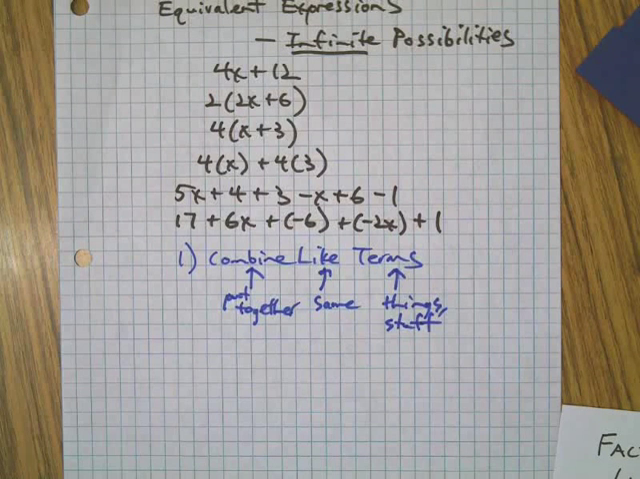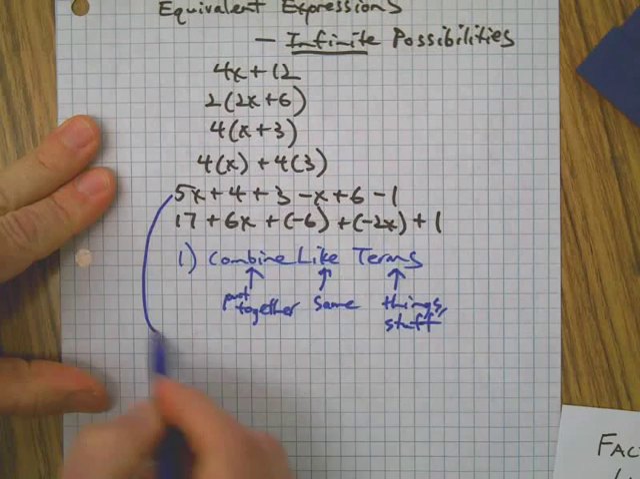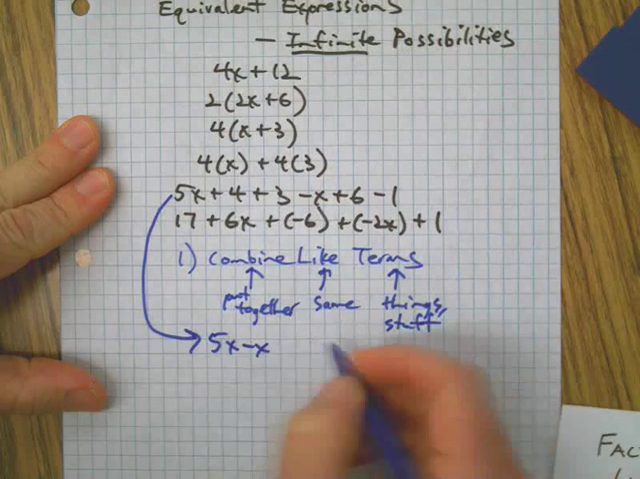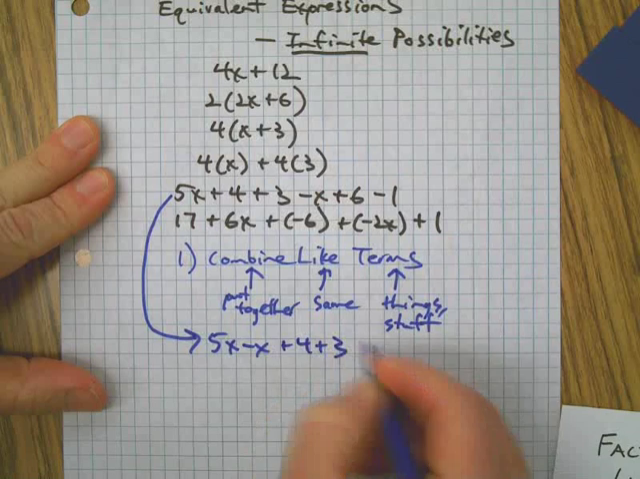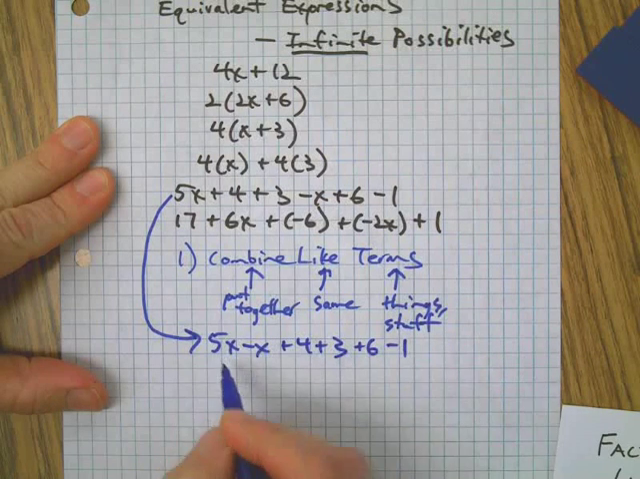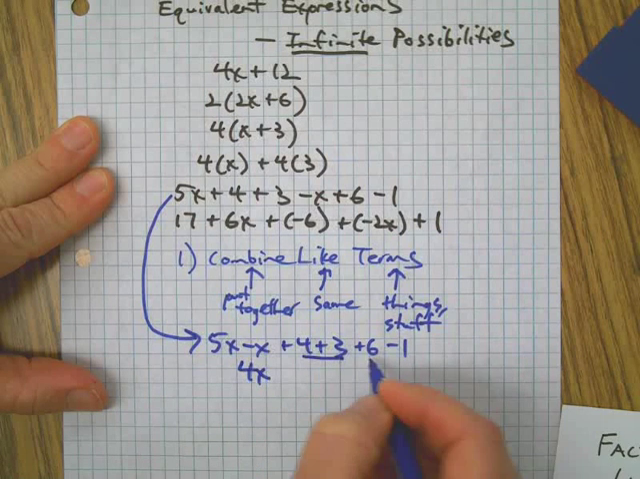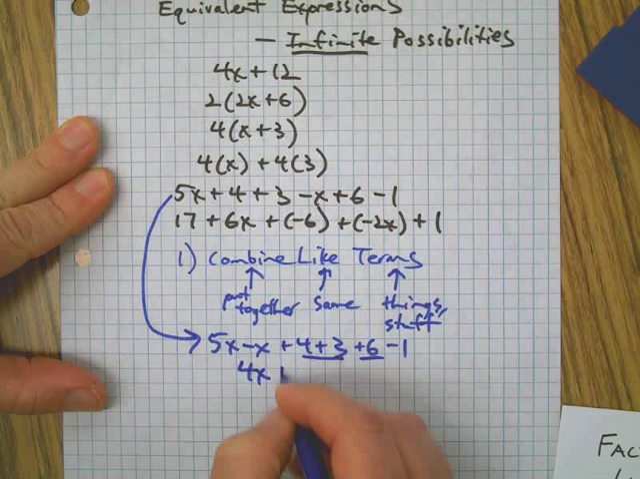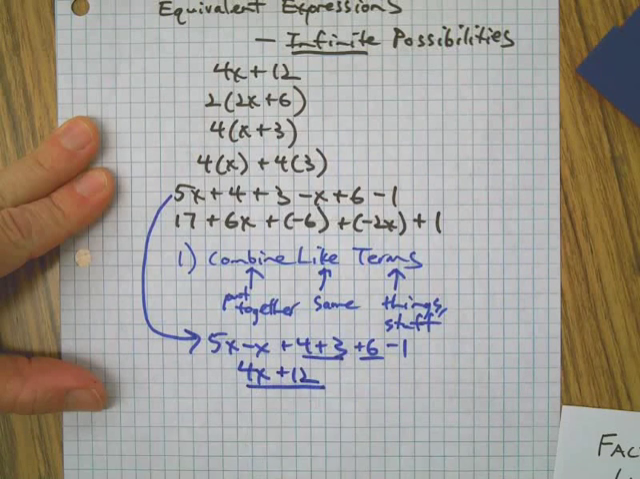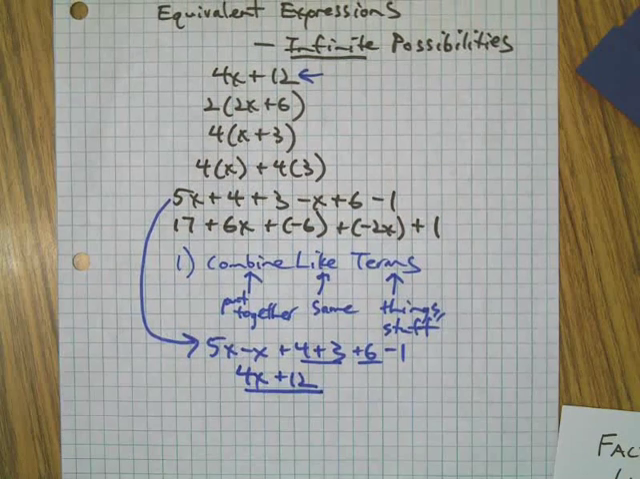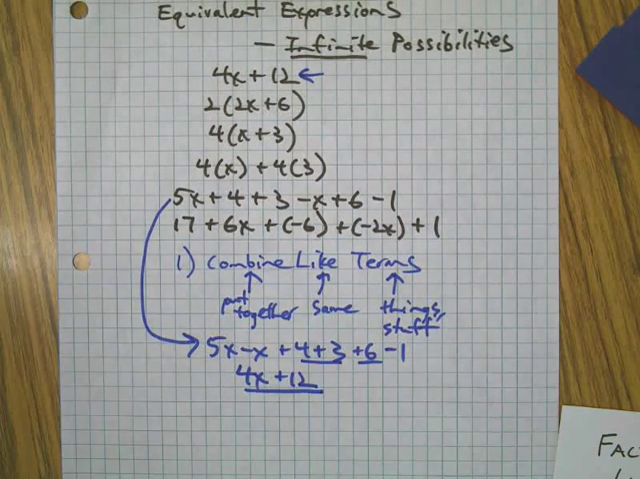Okay, so let's focus on factoring and expanding here. Combining like terms, for example, if I just take this one here, I put all the x's together, and I'm going to put all the numbers together. And then I'm going to simplify, like 5 minus 1 is 4 x's, and then 4 plus 3 is 7, plus 6 is 13, minus 1 is 12. So you can see how just by combining like terms, it's really the same as that first expression we had there. It's just hard to tell at first. It's like it's in disguise.